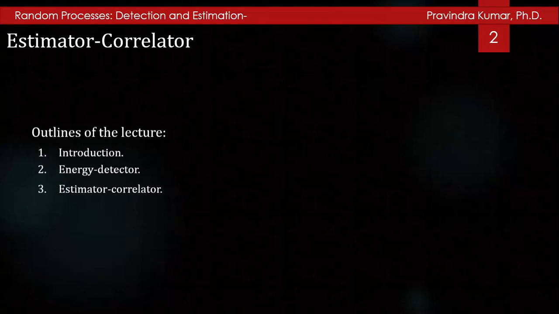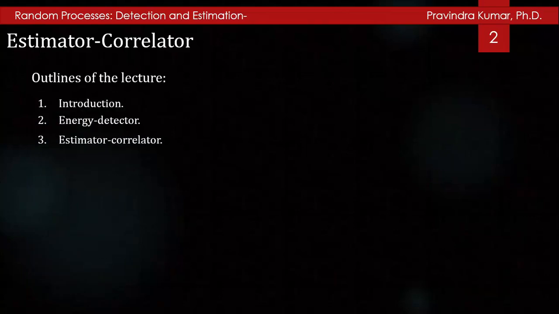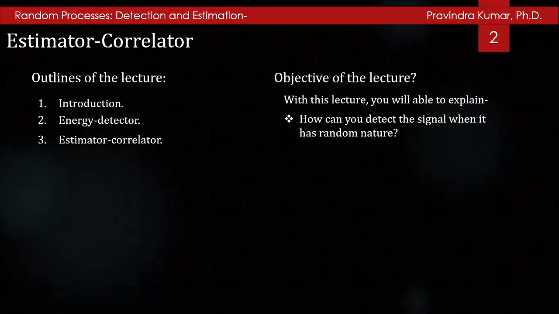The outline of this lecture is energy-detector and estimator-correlator. The objective of this lecture is that you will be able to explain how you can detect the signal when it has random nature.